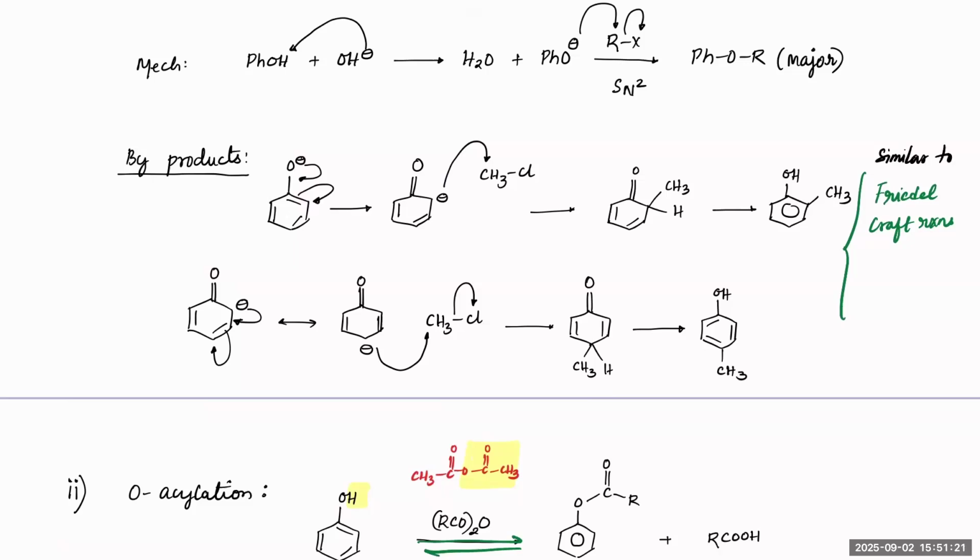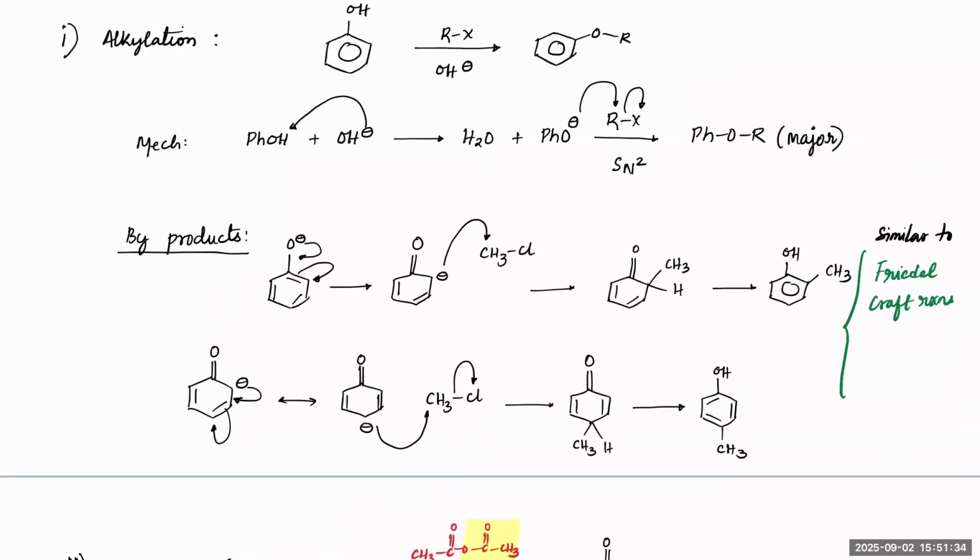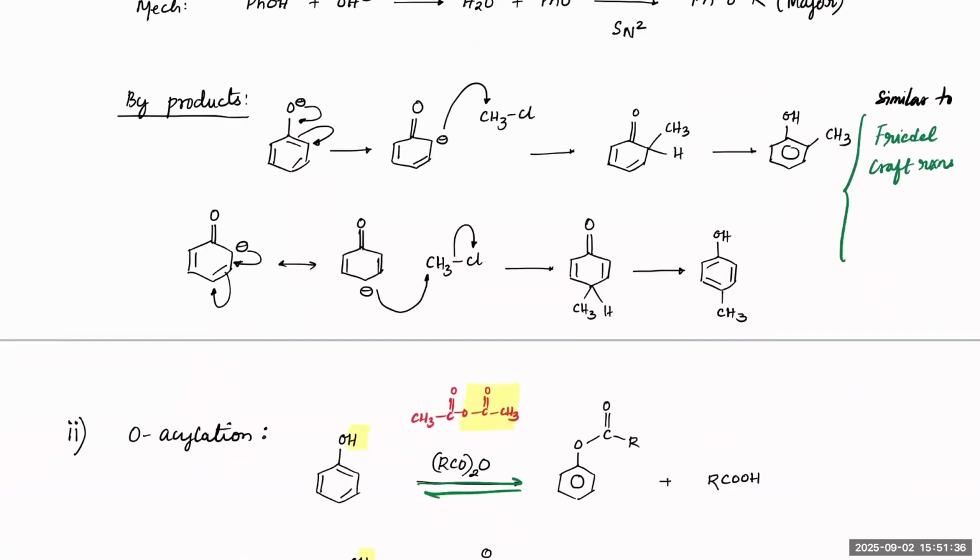But here the attack is relatively less and ether formation is more. So this is a minor product. These two are minor products, while this is a major product, okay? Shana, clear beta? Yes, sir.